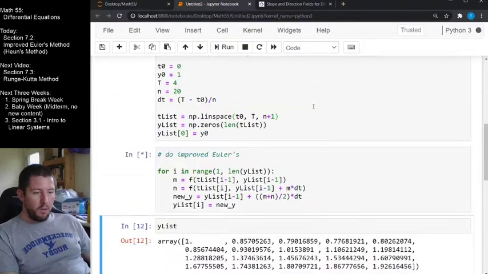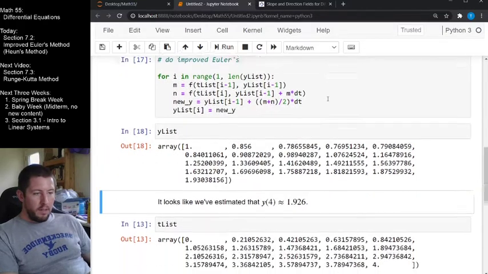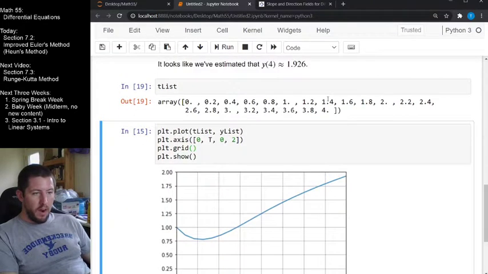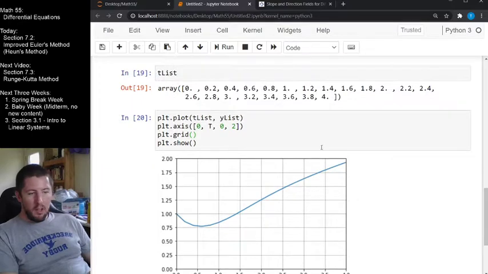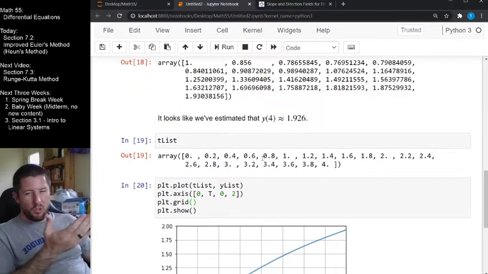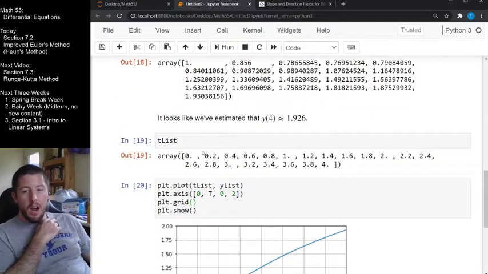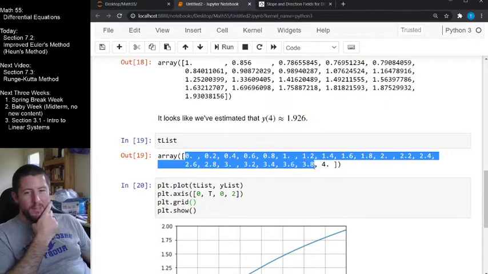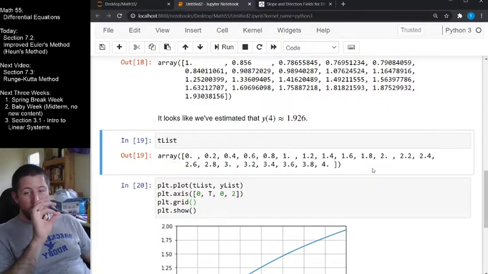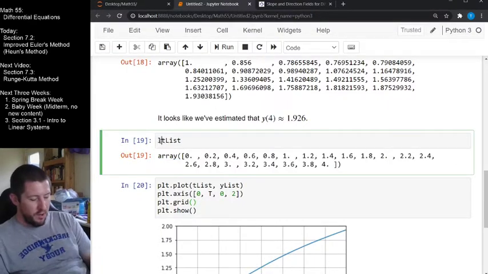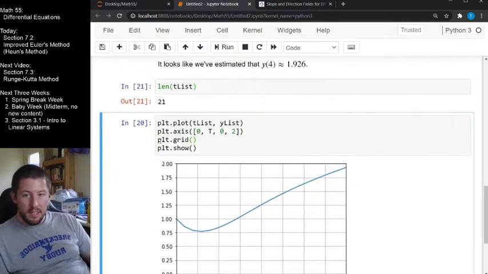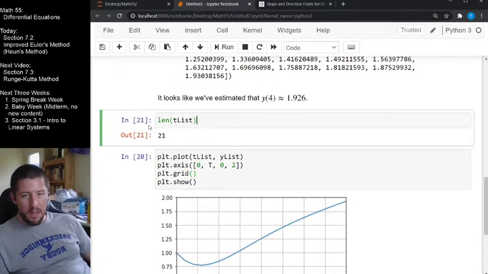Rerun. The graph is looking essentially the same right there because it's really just one additional subdivision. Our times are still going from 0 to 4, but there are 21 of them now. I can show you that. The length of the T list is 21, right?